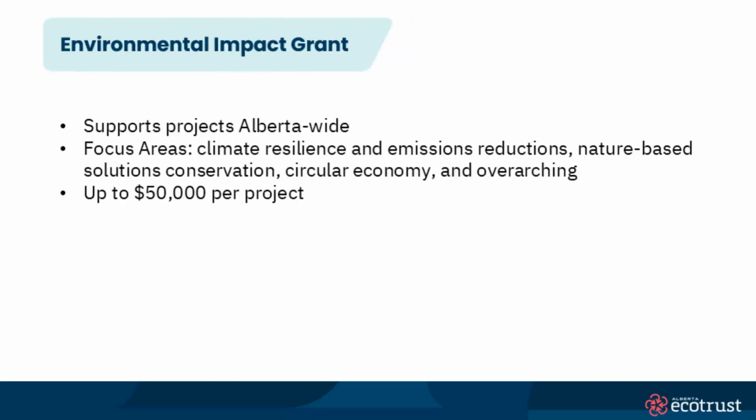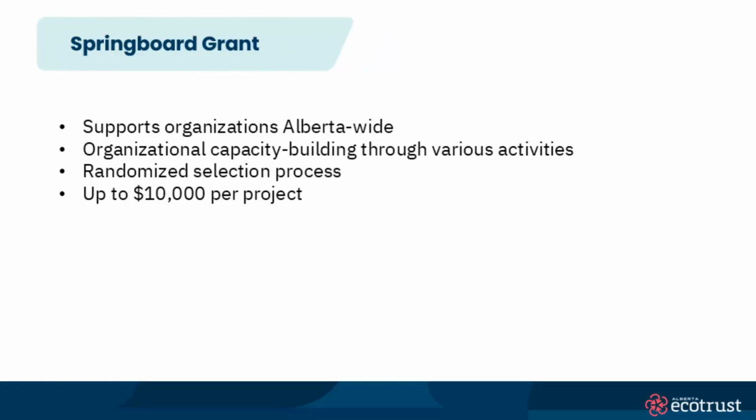The Environmental Impact Grant provides funding for projects across Alberta that deliver climate resilience and emissions reductions, nature-based solutions and conservation, or advance circular economy, or even overarching. And it's $50,000 per project. And lastly, our Springboard grant is to fund capacity building projects for nonprofits, enhancing their ability to achieve impactful environmental outcomes. And they're $10,000 per project.